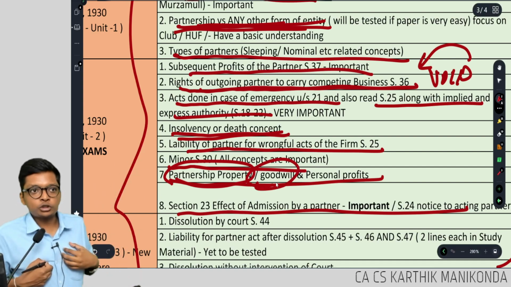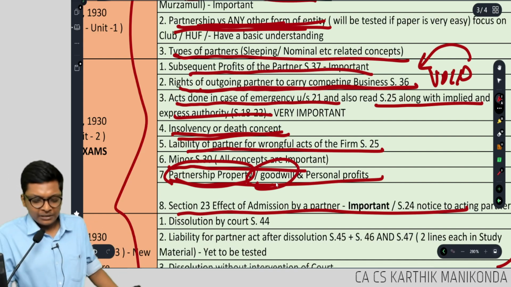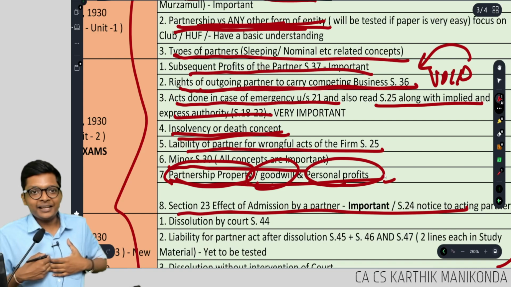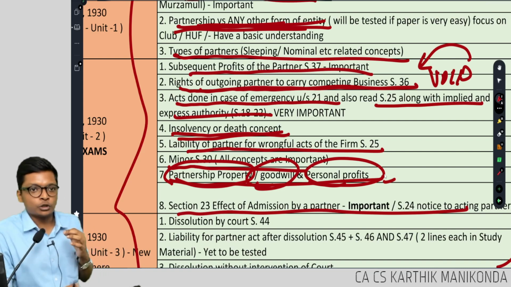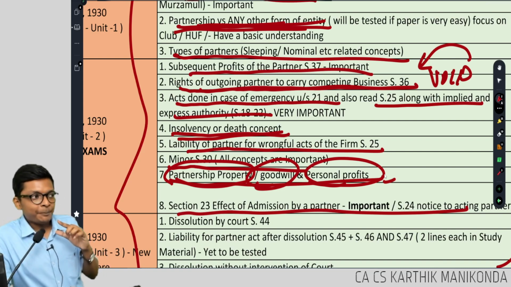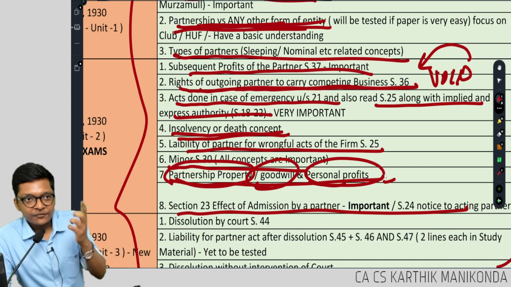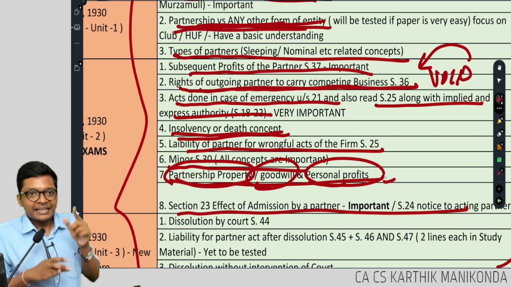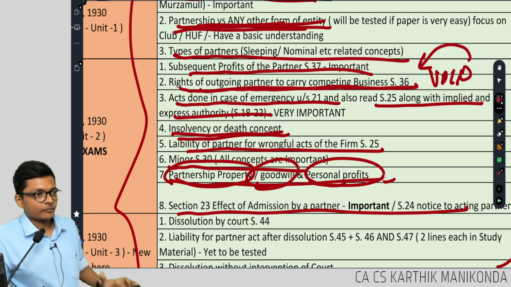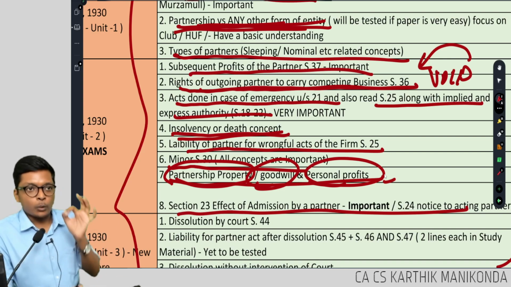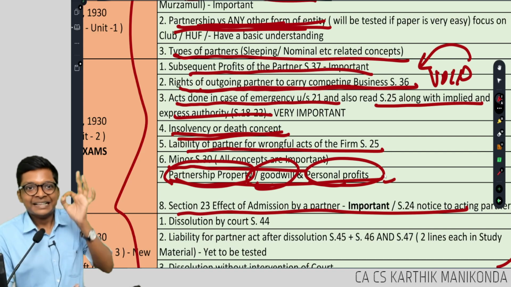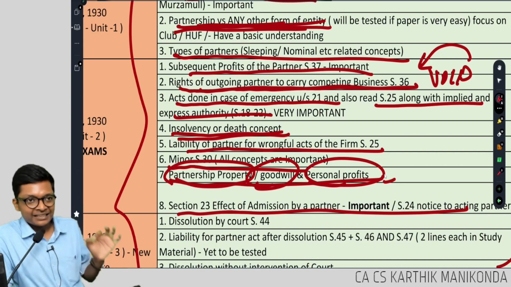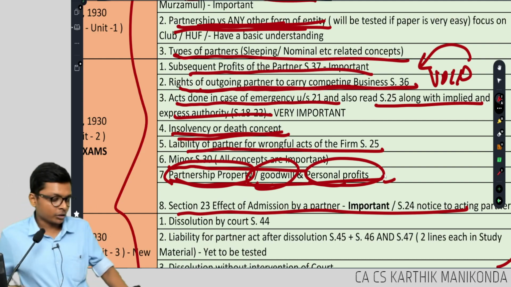Goodwill belongs to the firm, and personal profits, one concept we have. If the partner is making personal profits, what should he do? Return it back to the firm. If he is doing this profit secretively, he should not do it. He has to intimate the firm. Are you following, guys? One of the duties is not to make secret profits. Okay.